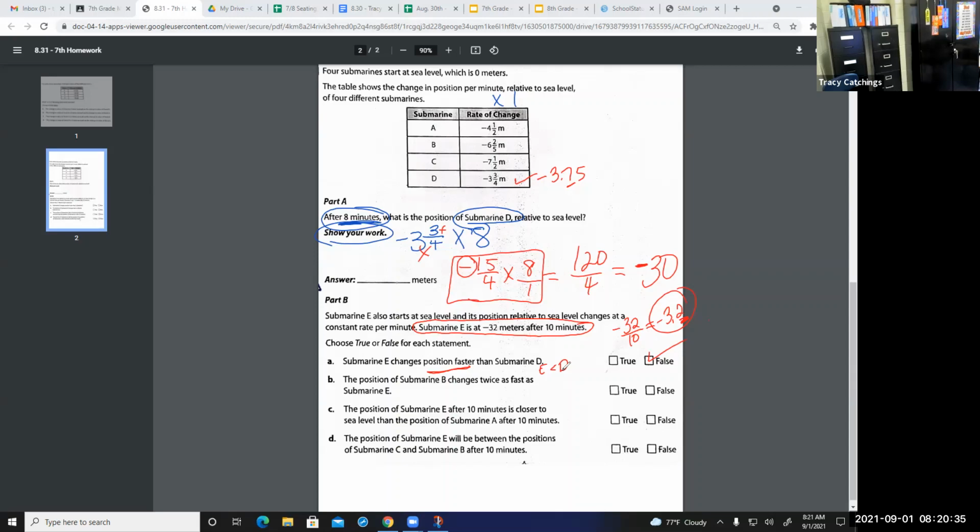B said the position of submarine B changes twice as fast as E. B changes twice as fast as E. So I should have took E, negative 3.2, and multiplied it by 2. And what do we get? 6.4. 6.4. You're supposed to know 2 and 2 is 4, 3 and 2 is 6. You're supposed to know that when you get here. That's that fluency I be trying to build in.